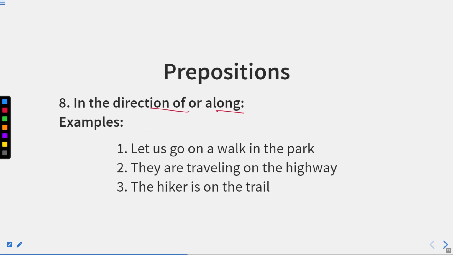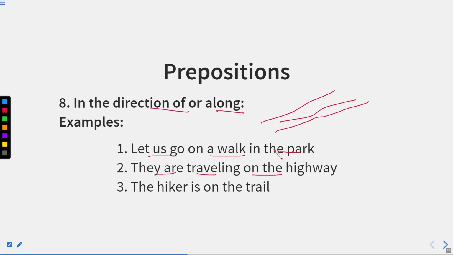In the direction of or along. To show the direction also, we can use preposition on. How? Well, let us go on a walk in the park. So we are going on a walk. We can use on. Now, they are traveling on the highway. So they are on the highway. It means highway is a place which connects two places and creates a displacement between two places. So basically we can use preposition on over there as well.